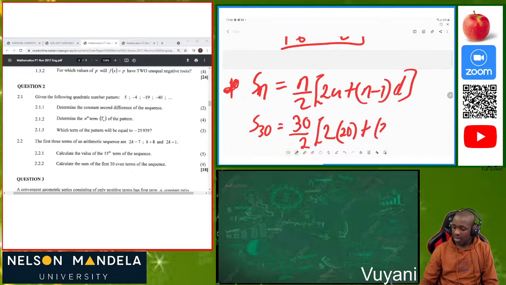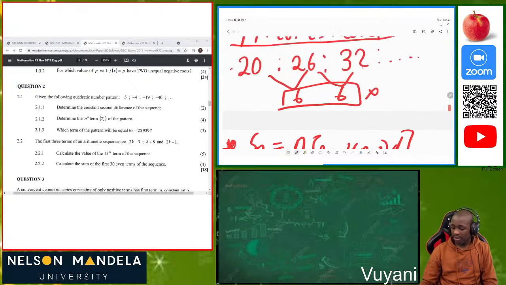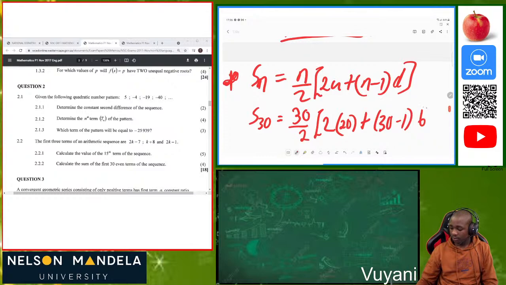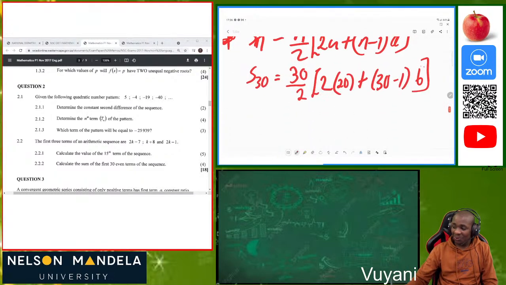plus our n, we said it's 30 minus 1. And what is our d? Our d is 6. Then we use our calculator.